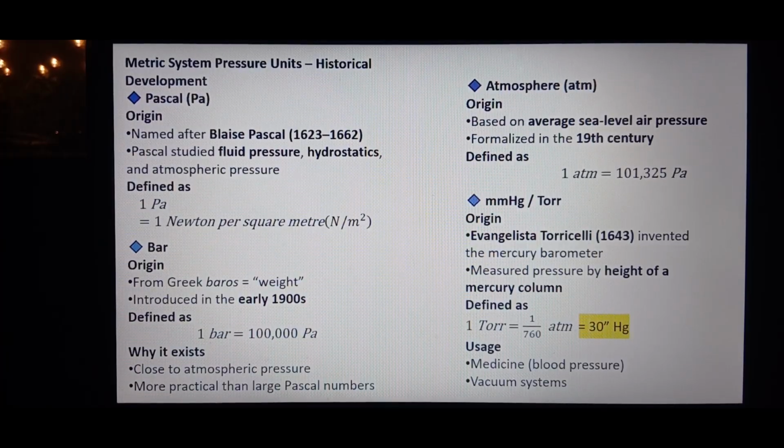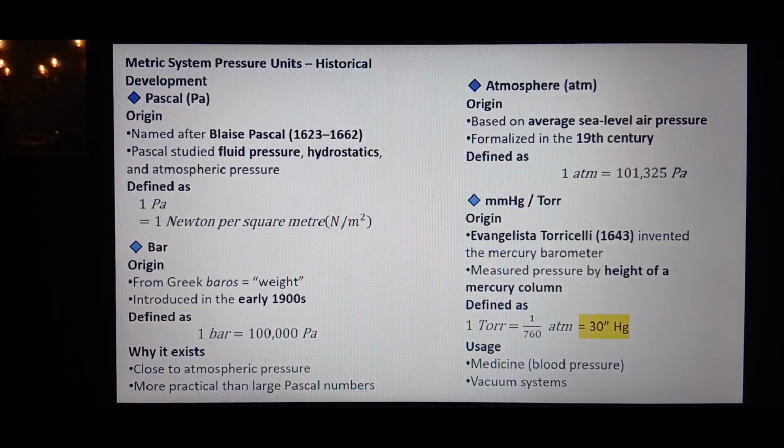The atmospheric pressure, the origin came based on the average sea level air pressure, formalized in the 19th century and defined as 1 atmosphere is equal to 101,325 Pascal. So that's just over 1 bar.